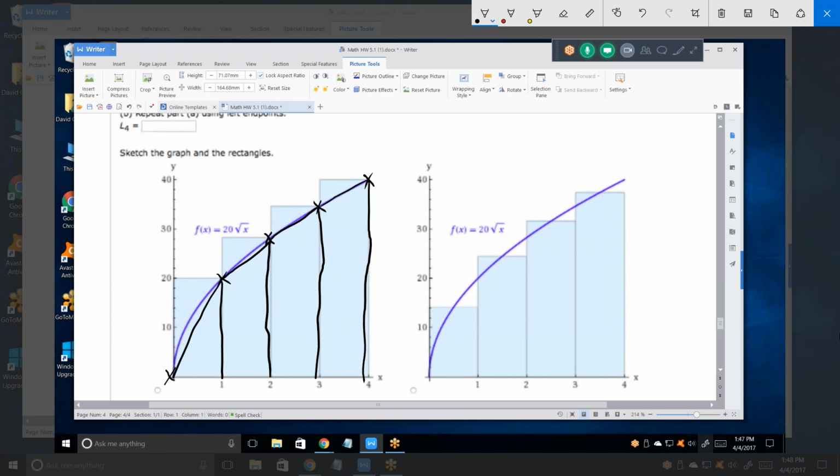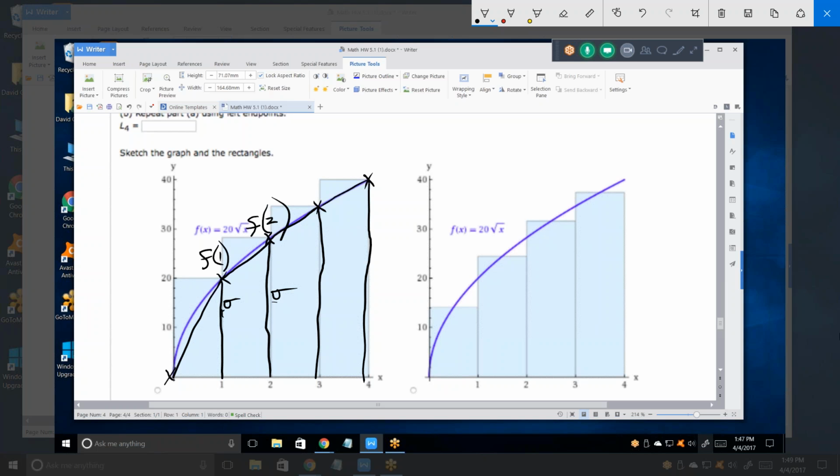Well, how do I figure out the area of these trapezoids? Well, go back to your geometry. The area of a trapezoid is B1 plus B2 divided by 2. So if I want the area of this trapezoid, that is f of 1, that is f of 2, and you kind of have to turn it on its side. That's B1, that's B2.